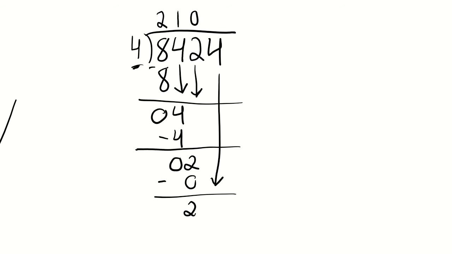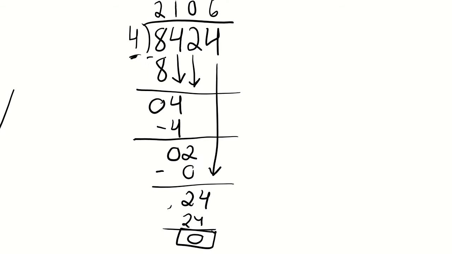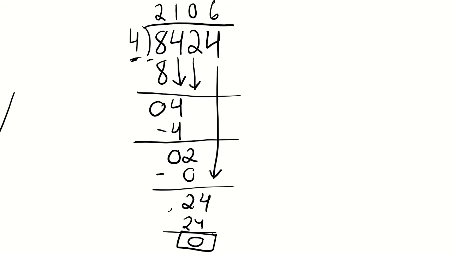Bring down the 4. 24. What number times 4 is 24? 6. 24. And you get 0 at the end as usual. Now, that is what I like to call a piece of cake.